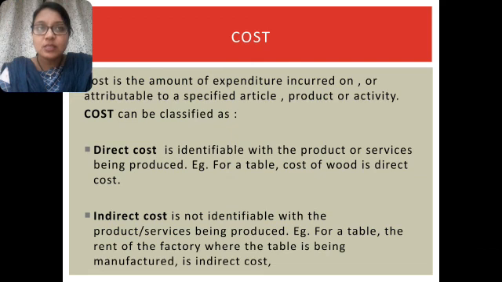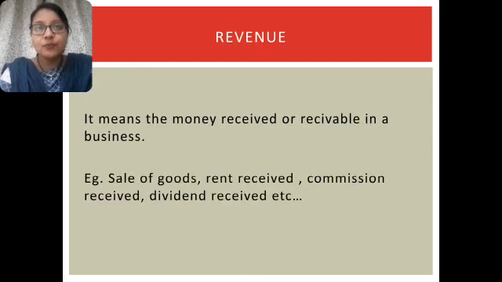So cost is the amount of expenditure and it can be divided into two parts, direct cost and indirect cost. Now the next term is revenue. Revenue means the money received, or even if you have not received, it is receivable in business in future, then it will be termed as revenue. That means when you are selling in cash or on credit, whatever amount is receivable to you or you have received, that is known as your revenue.